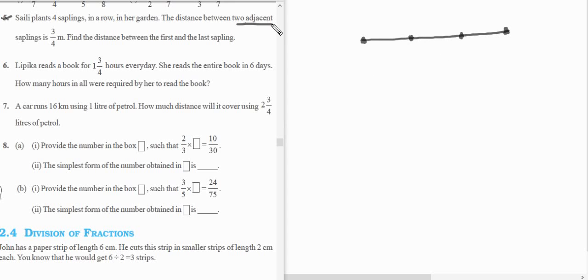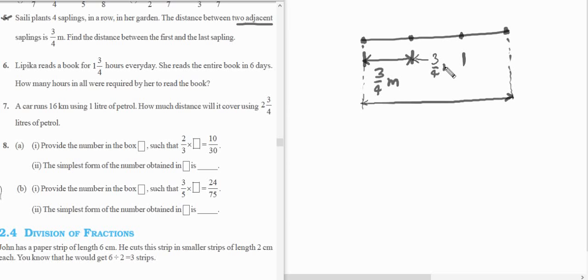Two adjacent means होता है जो पास के है दो. Means this. ये distance हो गई 3 by 4 meter, right? Now find the distance between the first and the last sapling. This is your first, right? So first से लेके आपको कहाँ तक find out करना है? Till the last. You have to find this distance, right? What is this total? So if this is 3 by 4 and this will also be 3 by 4, this will also be 3 by 4.